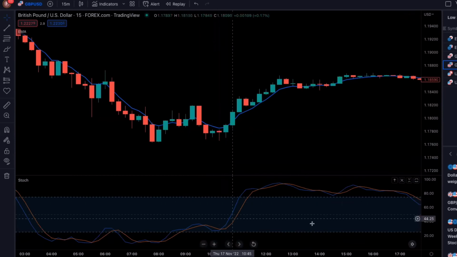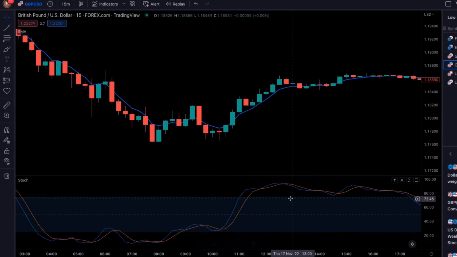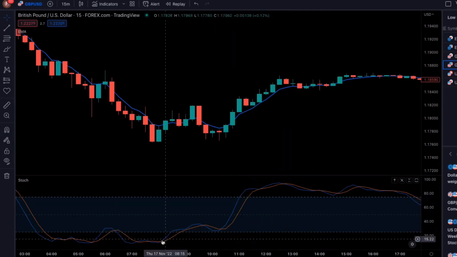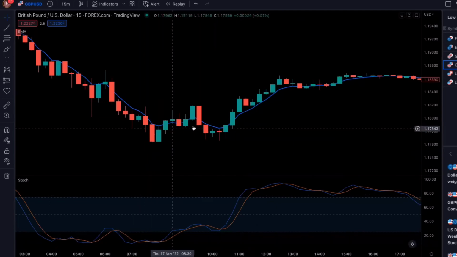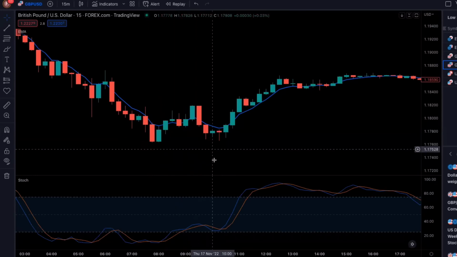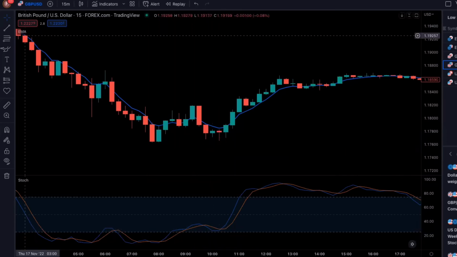Okay. And you want the stochastic to be within the range of that 25 to 75. You don't want it to be outside, right? Like over here, you had a positive crossover right here, but you see how it just came back down. So you want the stochastic to be inside that channel.